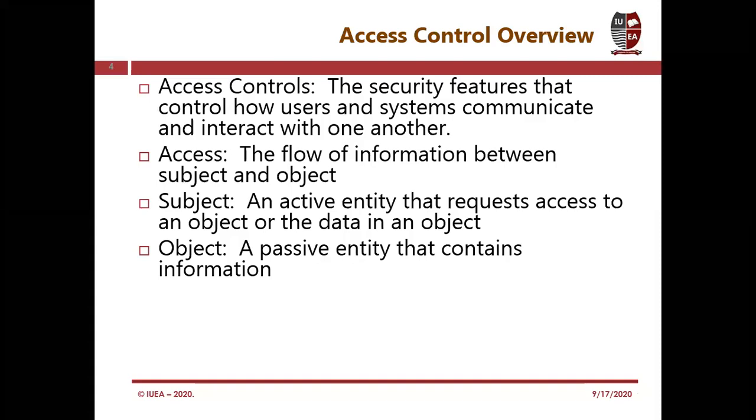So these are some of the access control terms that we have. Access control is a security feature which helps the user to be able to interact with the system and also with one another. And then we have another term that is access. It involves the flow of information between the subject and the object. The subject is the user, and then the object is the system.